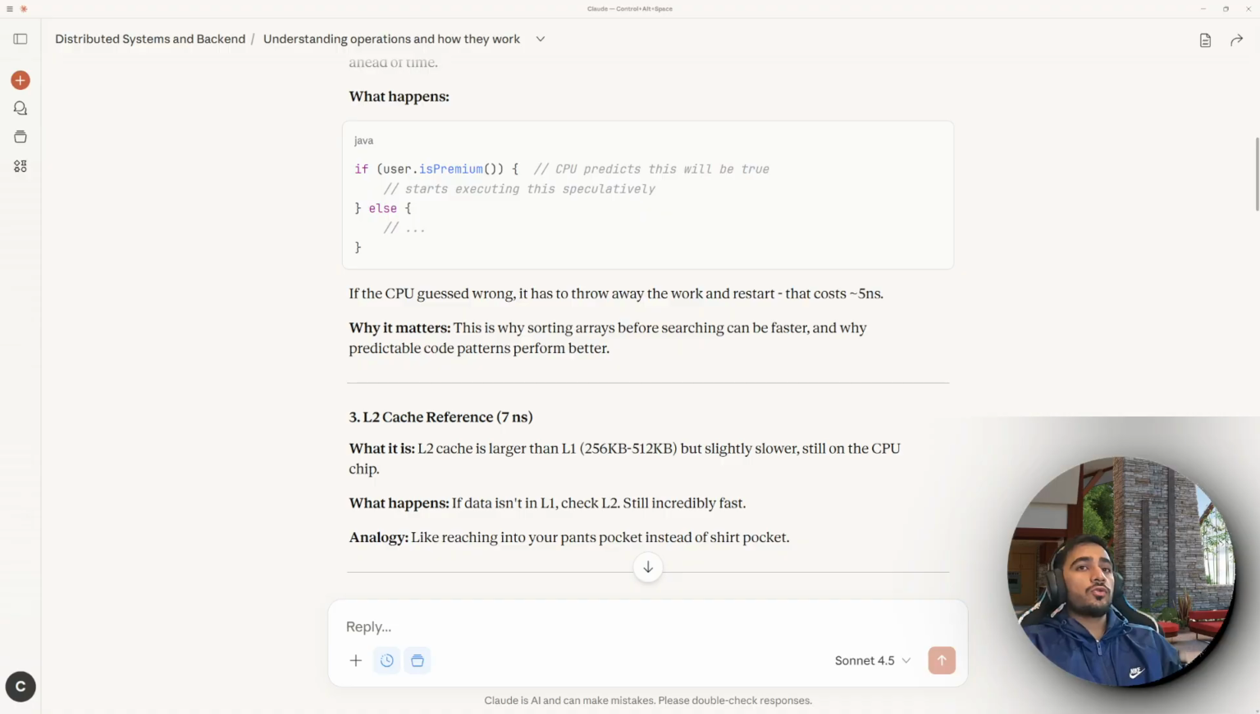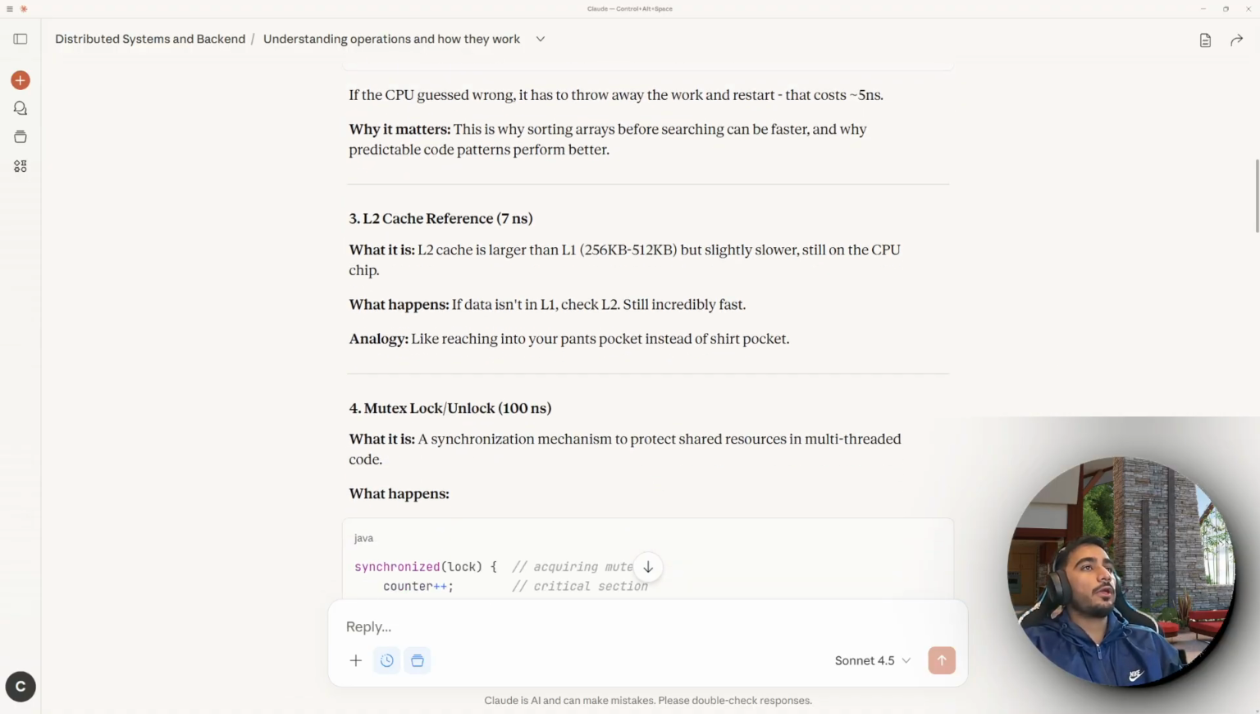All right. So, L2 cache reference, what it is. L2 cache is a level 2 cache, larger than L1. L1 cache is usually 256 KB, but slightly slower, still on the CPU chip.